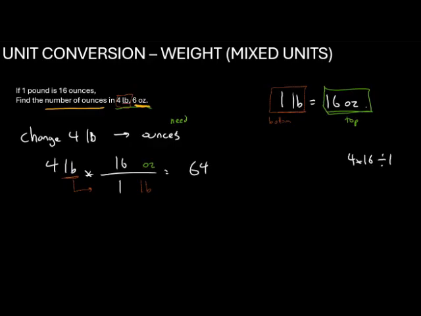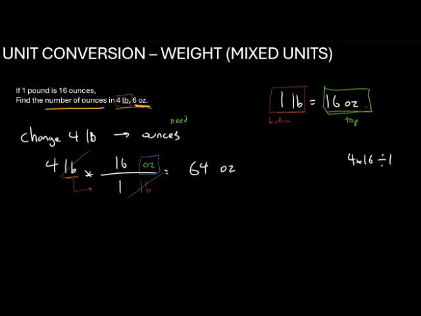Now let's look to our letters and see if any cancel out. Since we have pounds on top and pounds on the bottom, we can cross both of those out, and the only unit left is ounces. So we'll write that our 4 pounds is the same as 64 ounces.